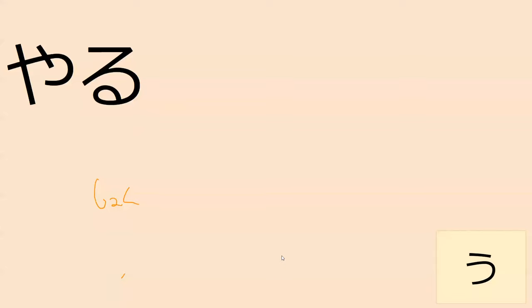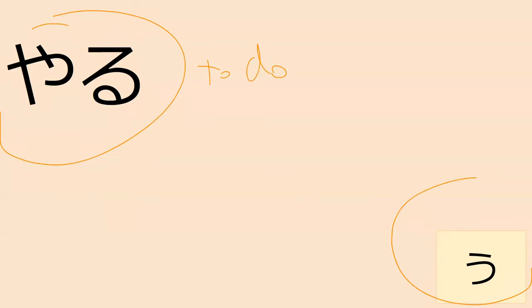Hi. So what's this word? Starts with shoku and ends with what? Chi. Yep, shokuji. Nice. Our next word is yaru, which means to do, yaru. And it is an u verb.